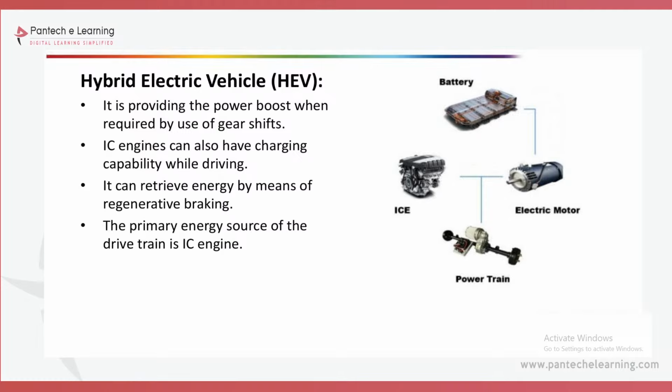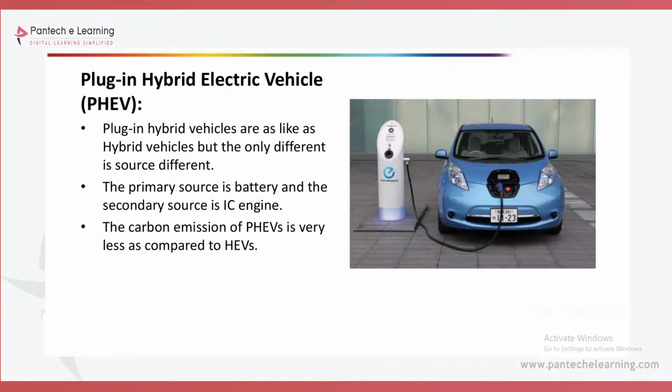The primary energy source of the drivetrain is the IC engine, as I already told. The secondary storage is the BEV, the electric vehicle. Now, the plug-in hybrid vehicle. A plug-in vehicle is also similar to the hybrid, but the variation is that the IC engine is the secondary one, and the battery EV is the main, the primary source, not engine, primary source. So we are using the battery capacity.